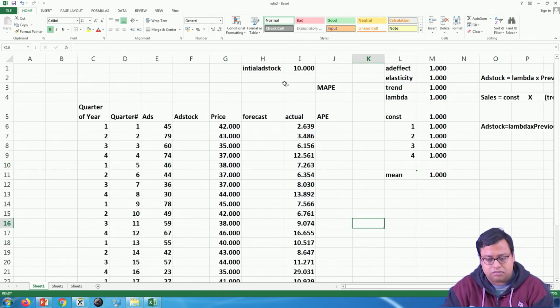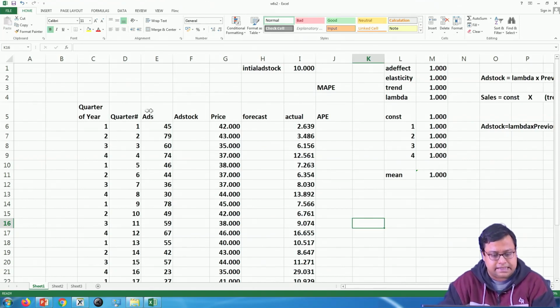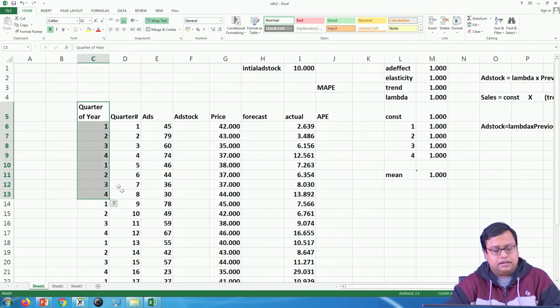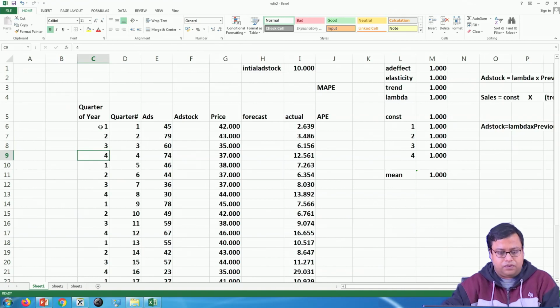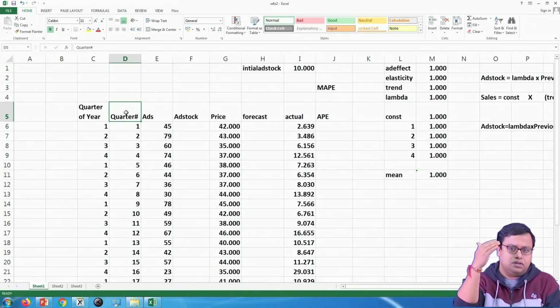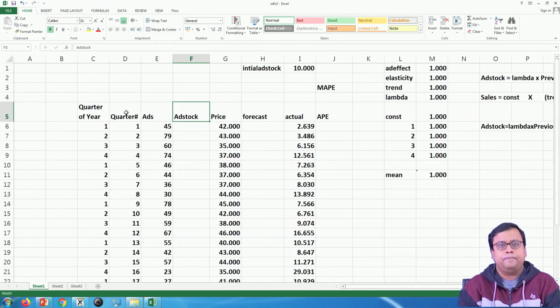I will first not look at the other things; we will discuss those later. First focus on columns C, D, E, G and I. The quarter of the year varies from 1, 2, 3, 4, 1, 2, 3, 4 and so on. The next column is quarter number, which is a serial number for how many data points I have, then the advertisement expenditure, the price, and the actual sales values. So these are the 5 data points that I currently have.